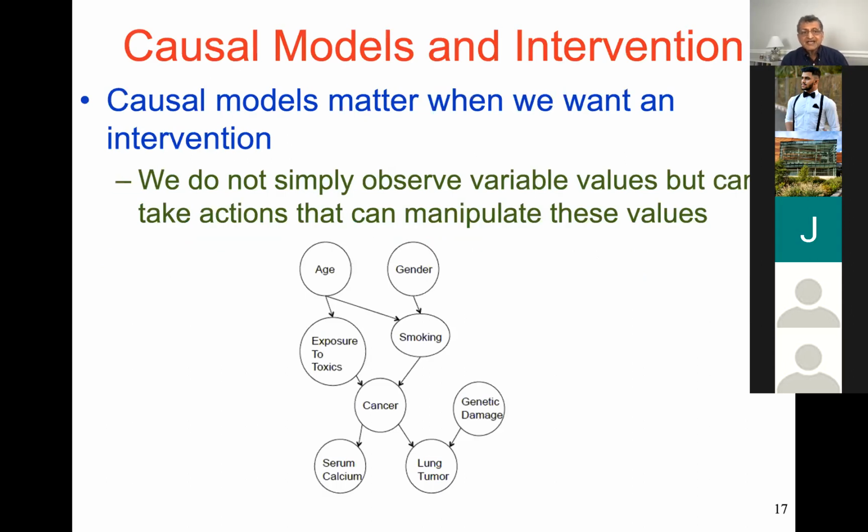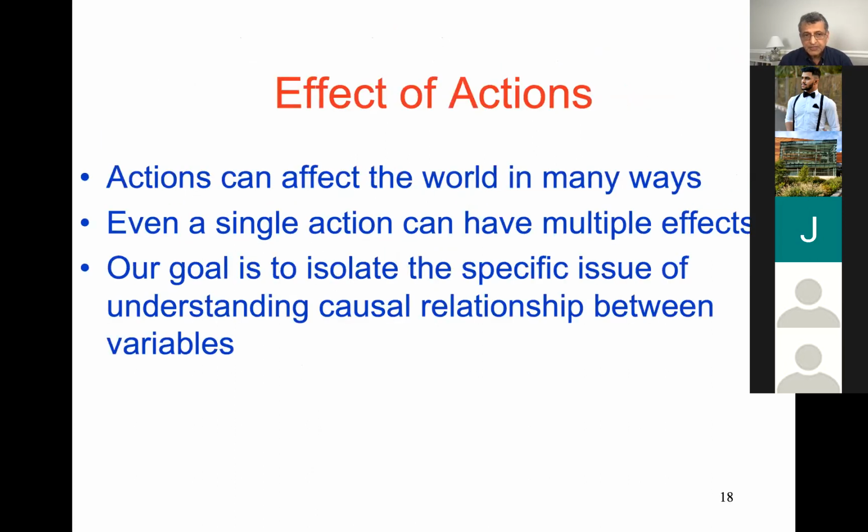Causal models aid intervention. Causal models matter when we want an intervention. We do not simply observe the variable values, but can take actions that manipulate these values. We just talked about an action: what if we ban smoking?